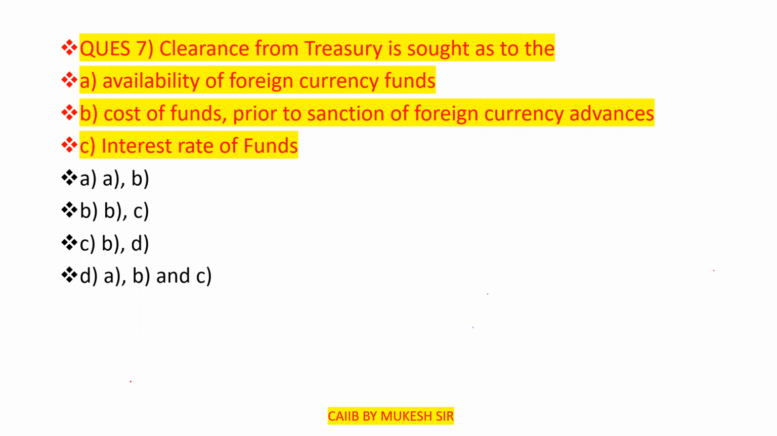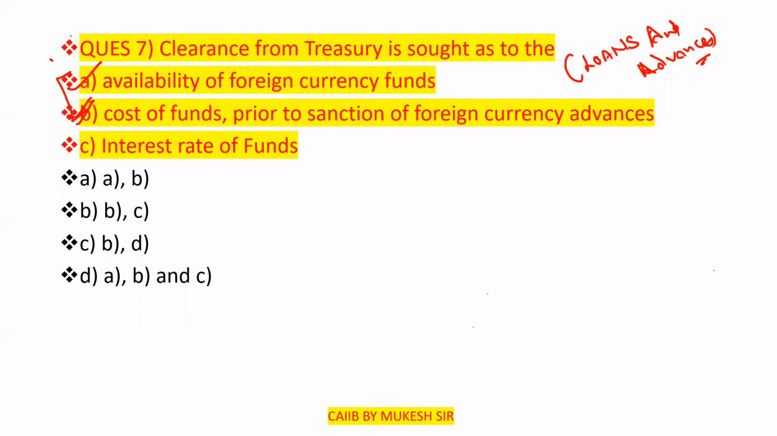Clearance from the treasury is sought to be, option A, availability of foreign currency funds. Is this one correct or not? Yes, this one is correct. Second one, cost of funds prior to the sanction of foreign currency funds, this one is also correct. Only these two points, A and B, are correct. This is available under loans and advances.